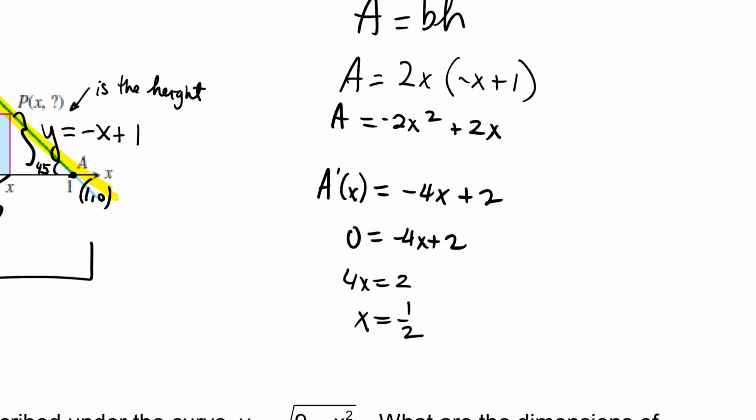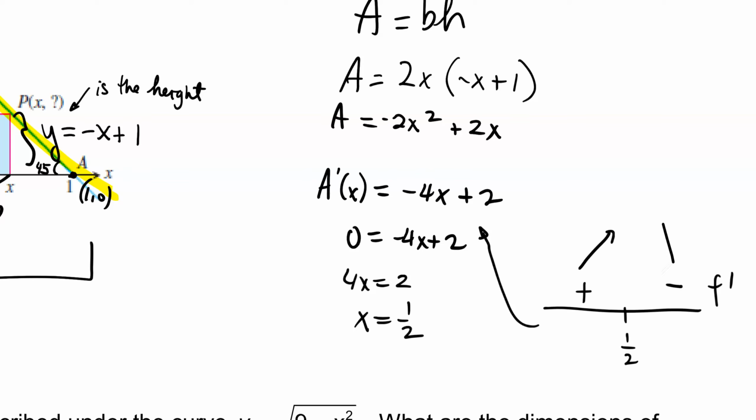Now we do a number line. So here's 1/2. If I plug a number like 0 into my derivative, it would be positive. And then if I plug in a number like 1 into my derivative, it's negative. So clearly 1/2 is where my maximum occurs, because I'm switching from going up to going down.